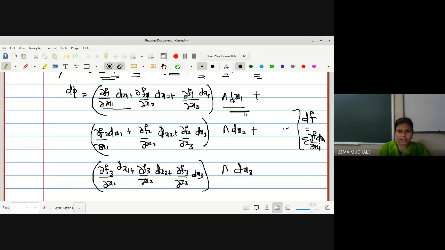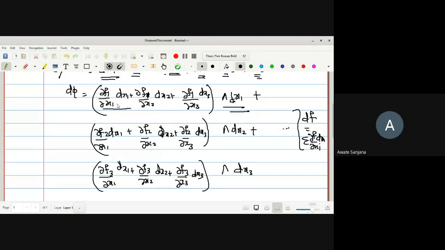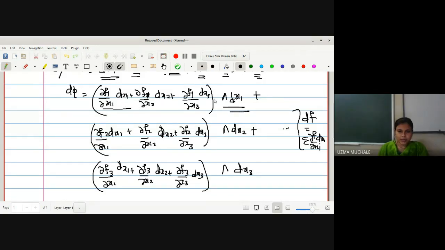Okay, first term: the wedge product of dx1 with dx1, times ∂f1/∂x1, will be 0. So the first term will be 0. So we have to evaluate the second and third. And here dx2 wedge product with dx2 will be 0. Here actually it is not a partial derivative, so we have a total derivative.